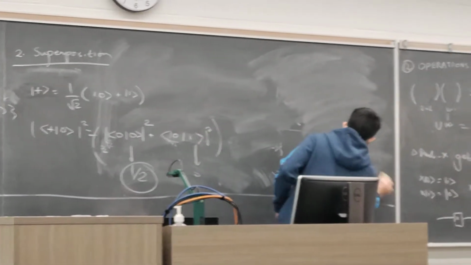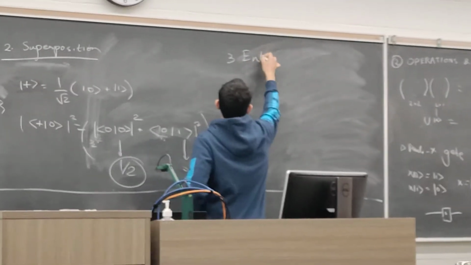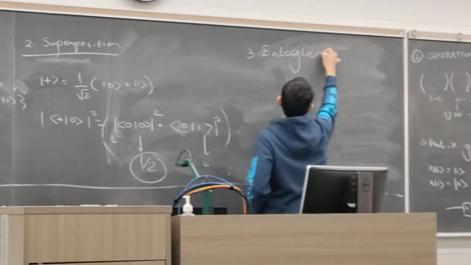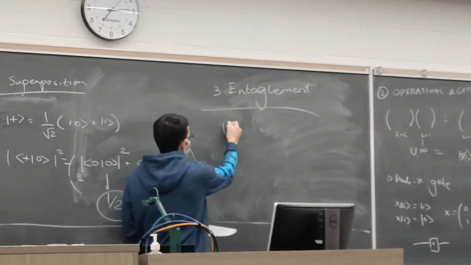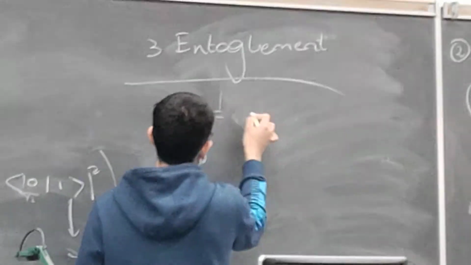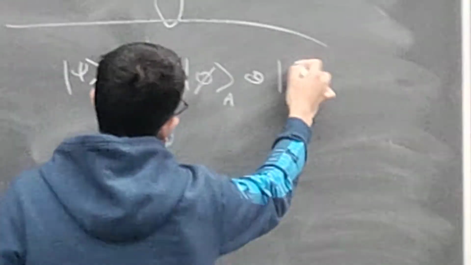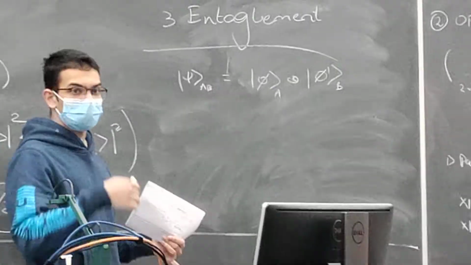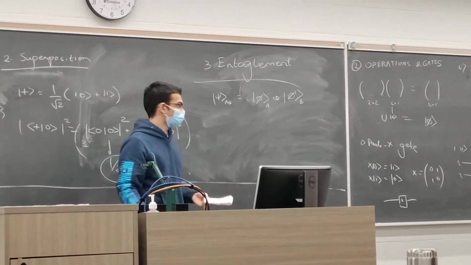We can now finally go to entanglement. Yes. Very famous. To define entanglement, we have to define separability. We say that a state psi on system A and B is separable if it can be written as a tensor product of states of two different systems. And this is what we call the separable state psi. If we cannot write the state psi as a tensor product of two different systems, we say that it's entangled.